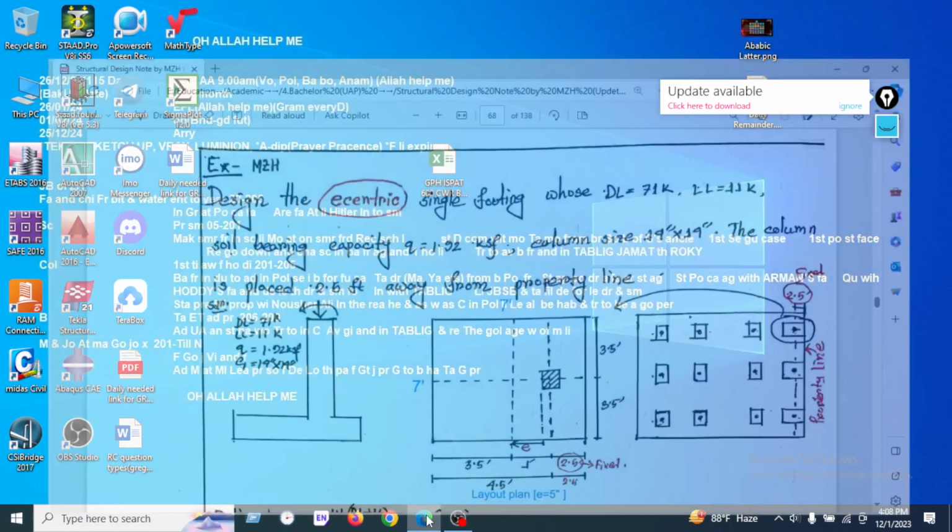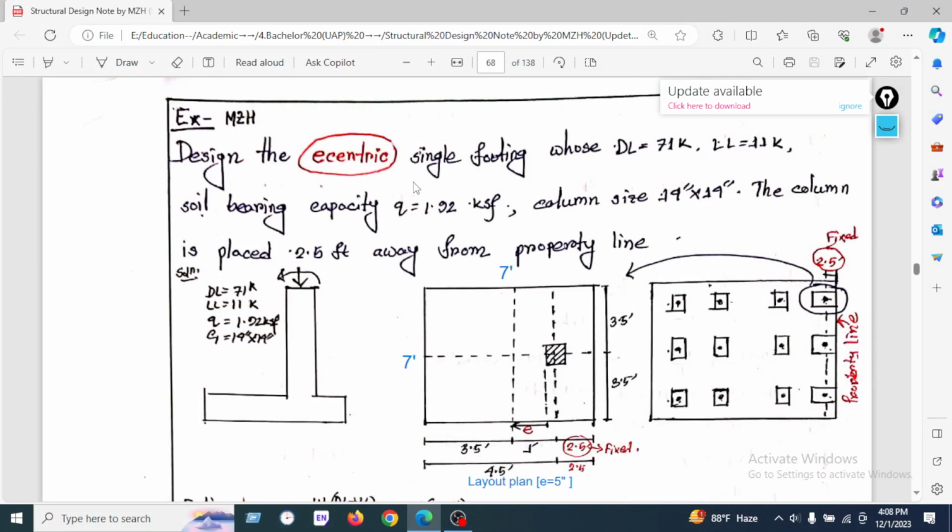Hello everyone. Today I will design an eccentric footing, isolated footing. So let's start.